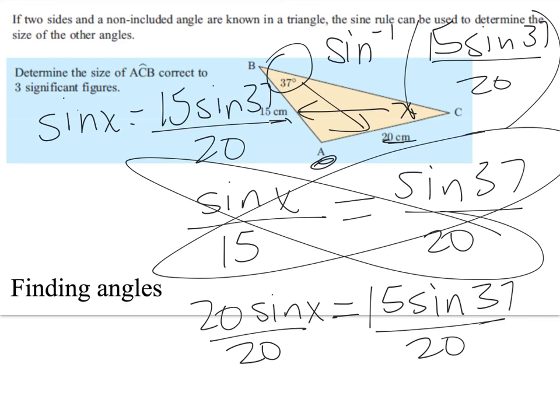Plug that into our calculator, and we get approximately 26.8, and that is in degrees. So angle C, or x, is approximately 26.8 degrees.